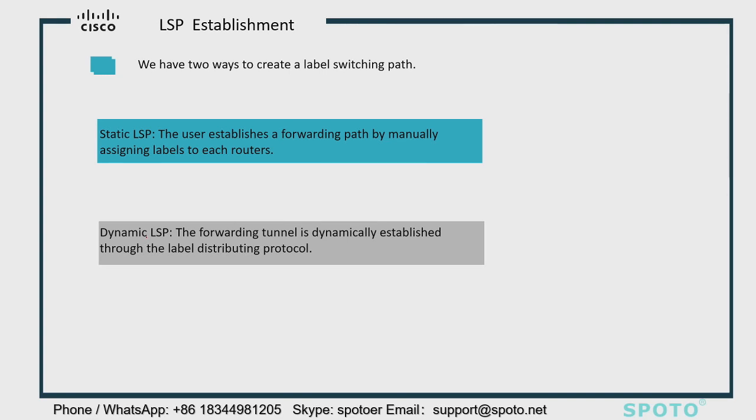The first one, static, means the router establishes a forwarding path by manually assigning the labels to each router. The next one is the dynamic LSP. The forwarding tunnel is dynamically established through a label distribution protocol. And the most widely used protocol in real networks is the LDP protocol, the label distribution protocol.